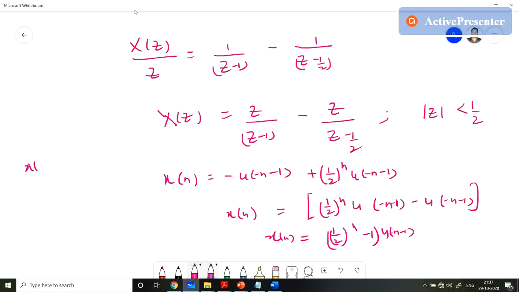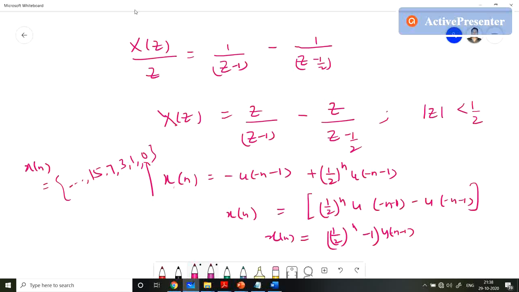So the final solution, x(n), we are getting as 15, 7, 3, 1, 0, and this is the arrow. So basically this is non-causal. There is no term on the right hand side. We only have positive powers of z.